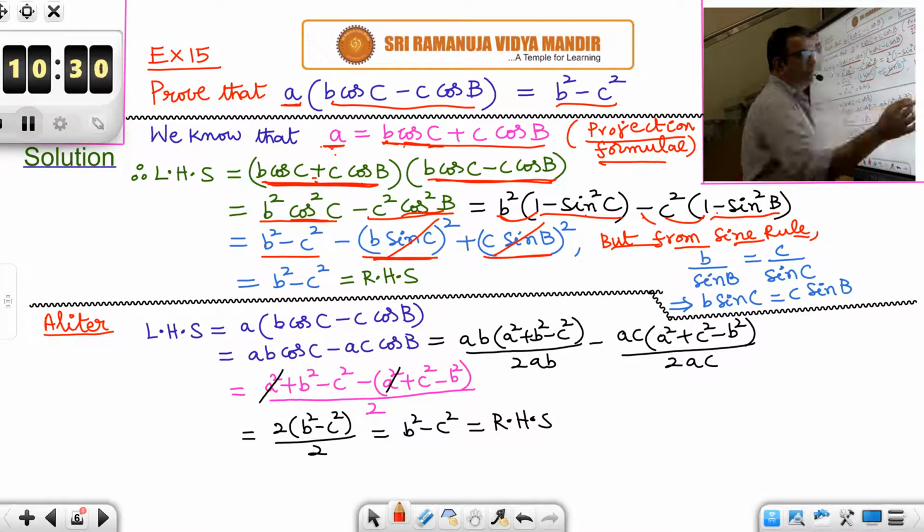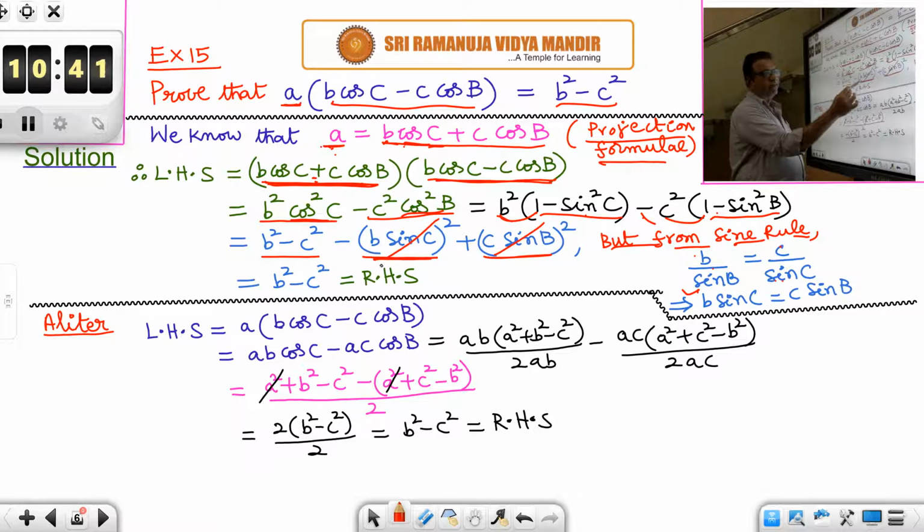Sine rule: we know the sine rule is b by sin b is equal to c by sin c. Now just cross multiply, so you get b sin c is equal to c sin b. So (b sin c) whole square and (c sin b) whole square are equal. One is with plus sign, the other one is with minus sign, therefore they cancel out. Because of the sine rule they cancel out. So only b square minus c square is left, that is nothing but the right hand side.